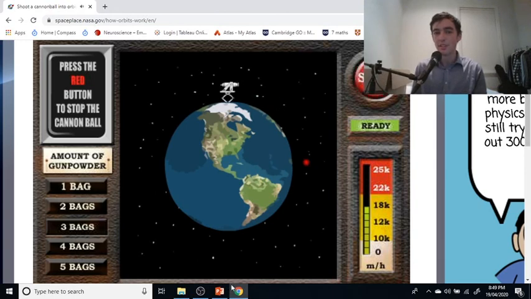The thing is, though, the cannonball's always going a little bit too fast to hit the Earth. And that just keeps on happening. It keeps getting pulled towards the Earth, and it keeps escaping hitting the Earth because it's going just fast enough. Now, I wonder if you can guess what's going to happen if I click 4 bags.